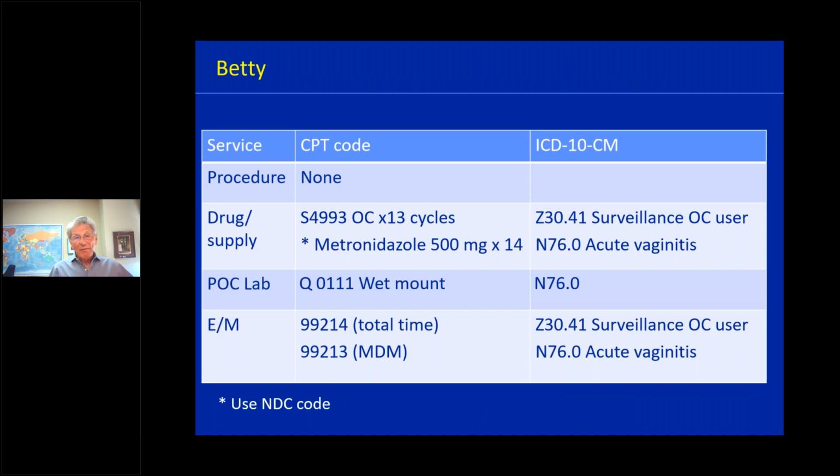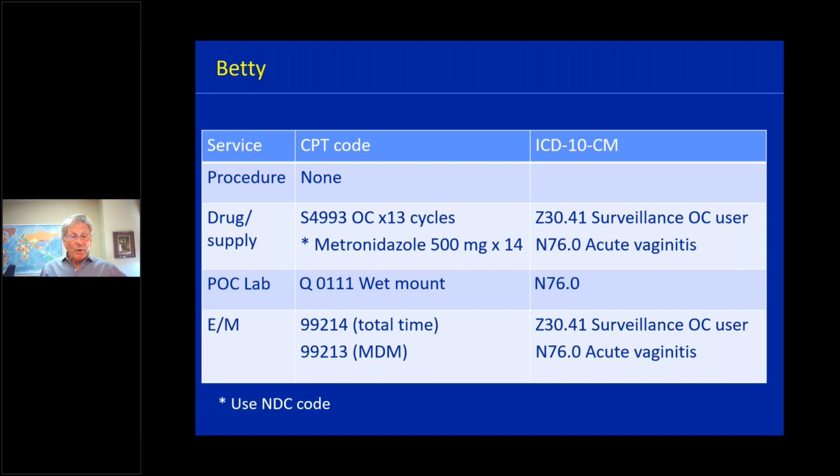So this is a summary of how we're going to bill Betty's visit. There were no procedures. She was out of birth control pills, so she was dispensed 13 cycles of pills, and the HCPCS code for that is S4993, and you get paid for all 13 cycles at once. Okay. She was also dispensed metronidazole, 500 milligrams twice a day for 7 days to treat her bacterial vaginosis. And so you can bill Family PACT for that.